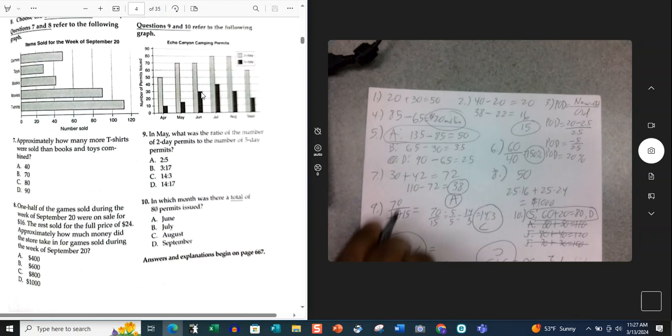Now, one other thing, because they said total amount, the ones August and July that had 80 for the 2-day permits, and you notice they had something for the 5-day permits, they could have been automatically excluded as well.